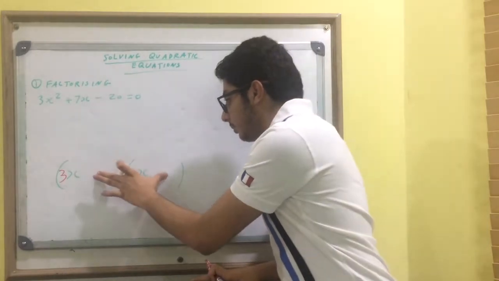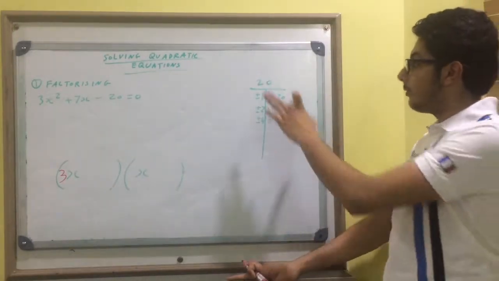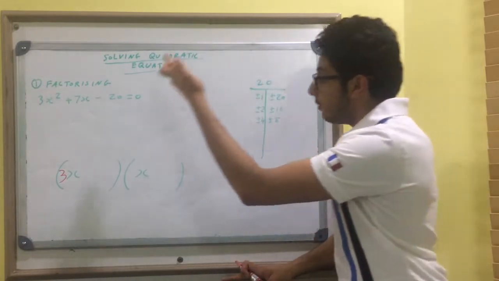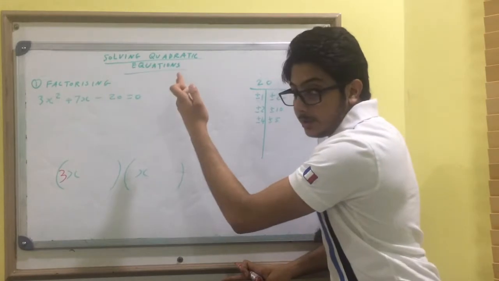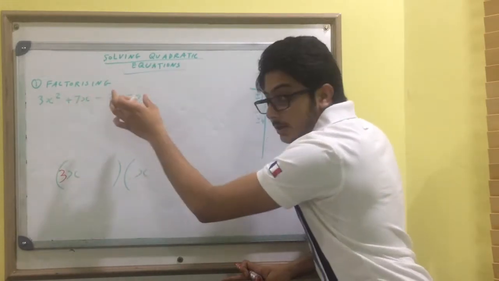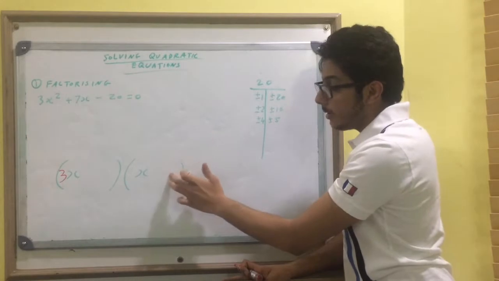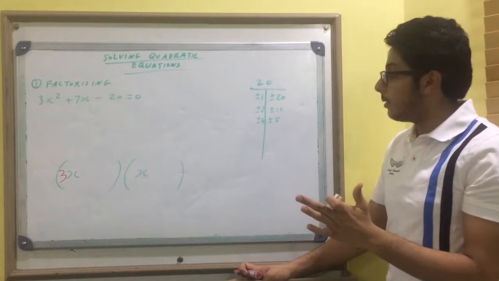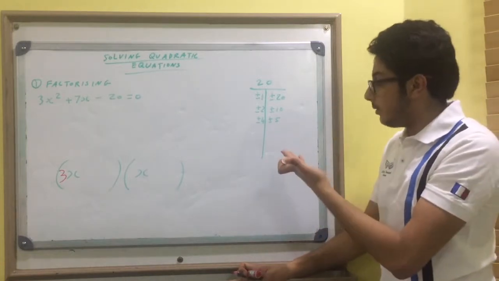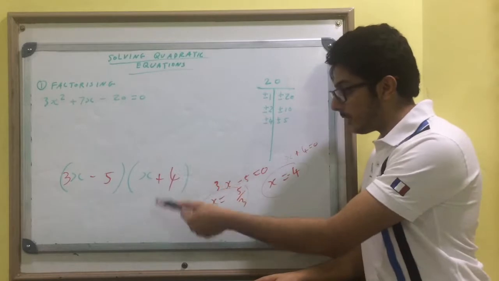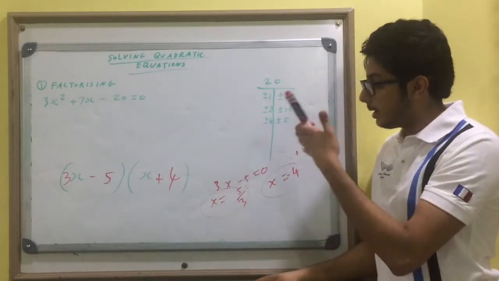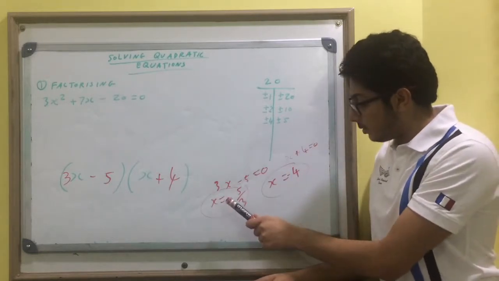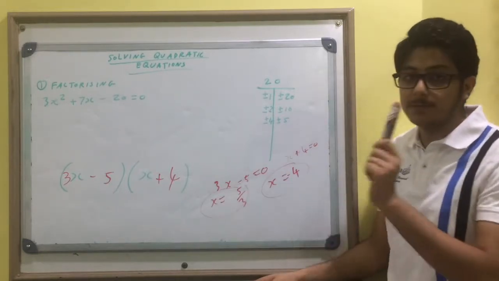Now you have to work out the numbers in the brackets. So factors of 20, and see which one of them fit to give you 20 when multiplied together, and 7 when added together. But remember, the number here has to also be multiplied by 3. Okay? So, I'm just going to give you the answer. So it's 3x minus 5 multiplied by x plus 4. I cannot teach you it, it's a skill you have to practice. And so that would mean x is equal to 5/3 and x is equal to negative 4.